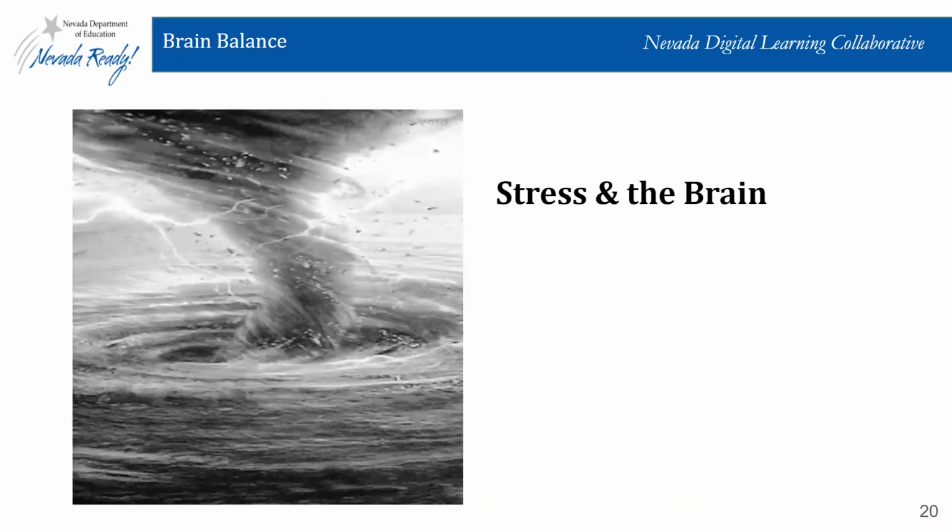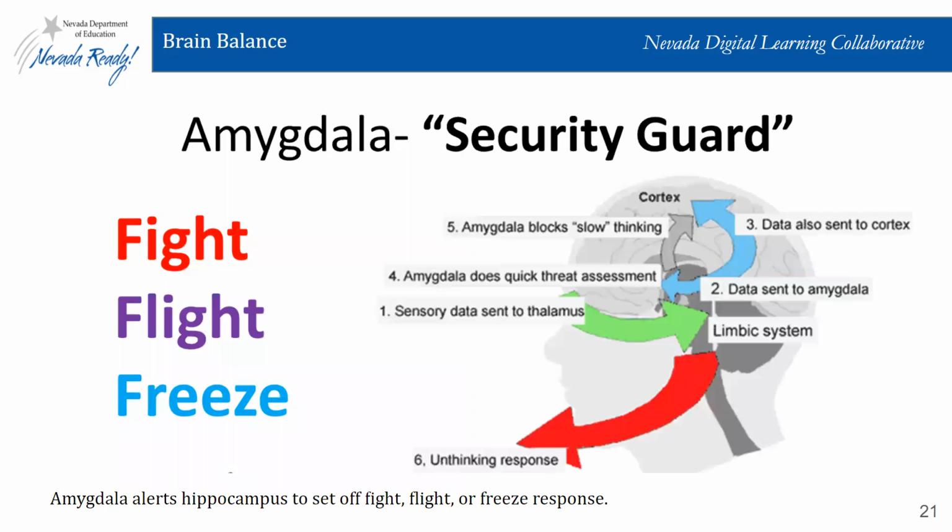So stress in the brain. The amygdala is the security guard. If you look here at this image, it talks to you about all the different steps of what's going on when it's setting off the alert to the hippocampus. So the first step is we have sensory data sent to the thalamus. So the environment that the student is in, right? The actual physical environment, the people that are in that environment, all of the nuanced information that's coming into the brain from that environment is sent to the thalamus, and the data is then sent to the amygdala.